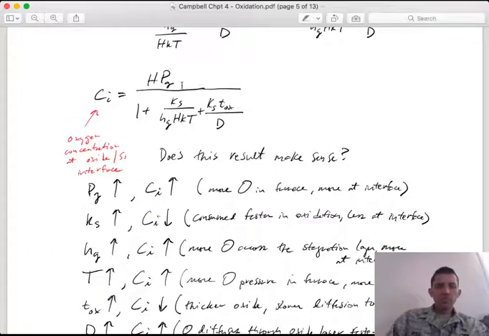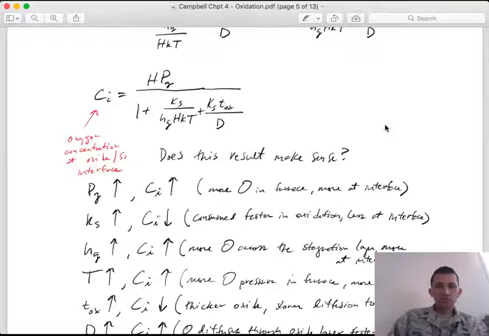So one at a time, let's take anything that's not a constant and say, well, this is something we could adjust. So the partial pressure of oxygen in the furnace, right? If we increase that, this would predict that the concentration at the interface goes up, right? Which should make sense. If we had more oxygen in the furnace, we would have more getting across the stagnation layer since it's being driven by concentration gradient.